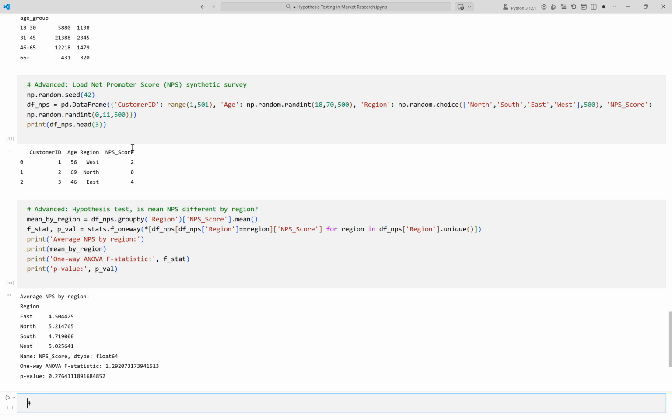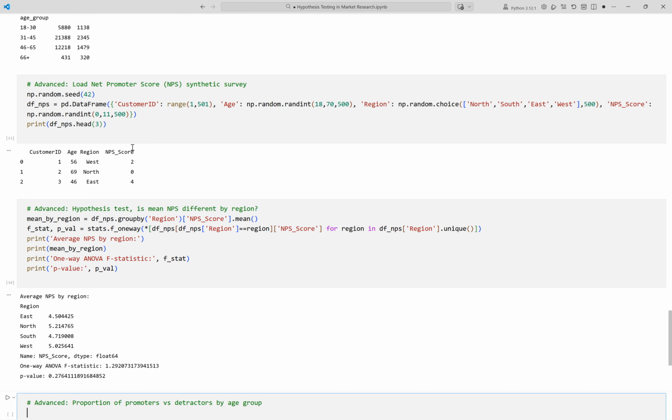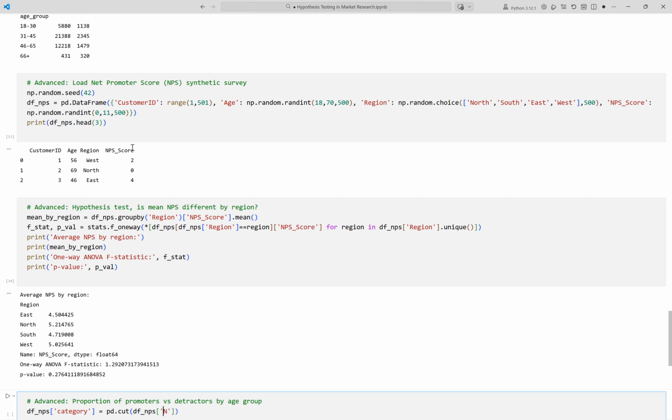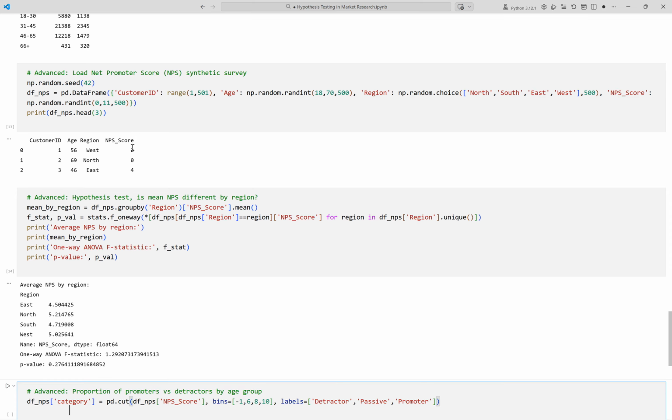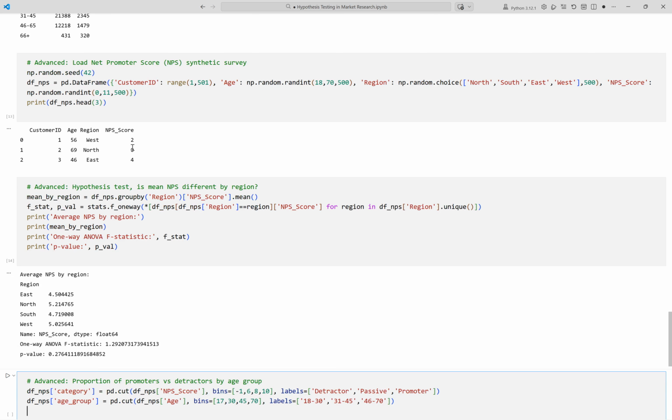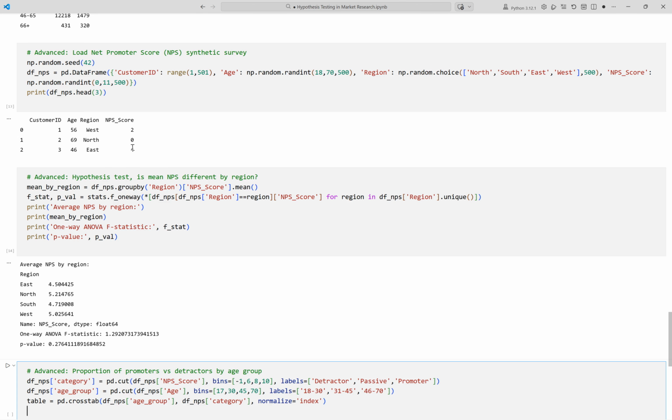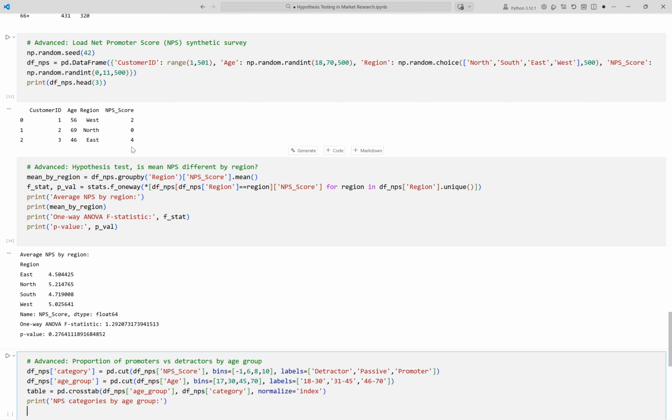Segmenting promoters and detractors helps managers target loyalty-building programs. We group NPS scores into standard categories: detractor, passive, promoter. We also bucket age for business-relevant reporting. We create a table of the proportion of each NPS category per age group. We print this for actionable audience insights.